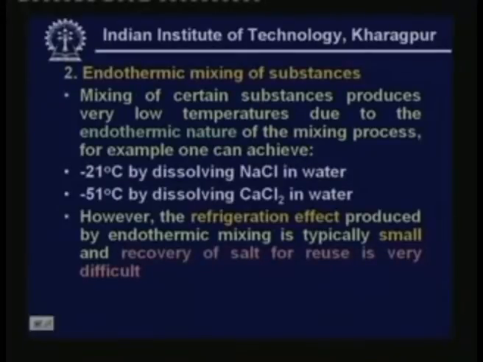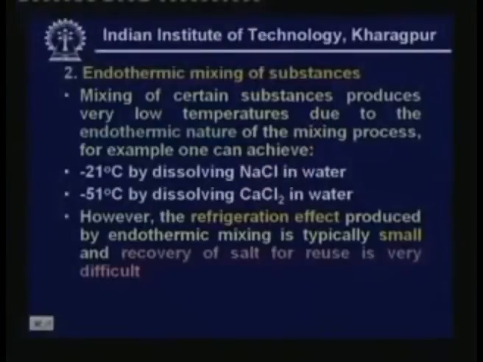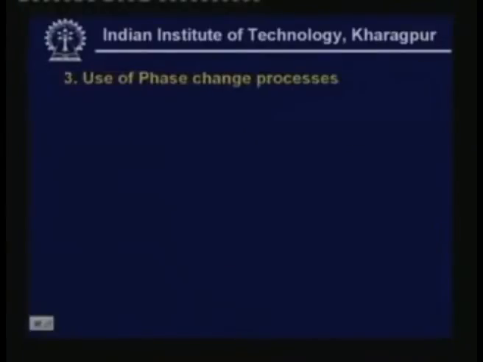That means if you want to provide refrigeration continuously using this method, you have to have an infinite amount of salt at your disposal and an infinite amount of water at your disposal, which, as you know, is not possible. And if you want to recycle the same salt, then you have to separate the salt from the solution, which is very difficult. So because of these two limitations, this particular method is not used in practical continuous refrigeration systems. Now let us look at the third method.